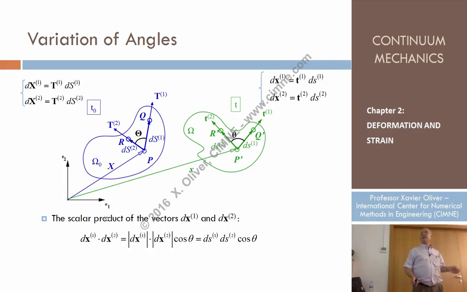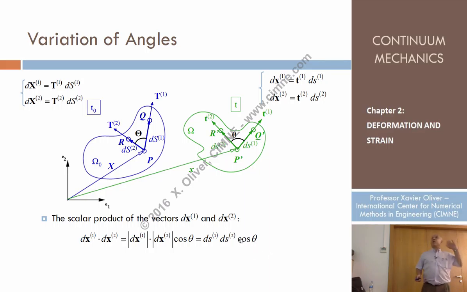Very simple algebra operations. So, for instance, if I wanted to involve this angle in an operation, let's compute the product of these two differentials of x1, which is this vector P'Q', and differential of x2, P'R', the dot product, the scalar product. So this is differential of x1 dot differential of x2, which is, by the formula of the dot product of two vectors, the modulus of differential of x1 times the modulus of differential of x2 times the cosine of the angle theta. So now this formula involves the angle that I want to compute. By the way, the modulus of the vector differential of x1 is differential of s1, and the modulus of differential of x2 is differential of s2. Okay?